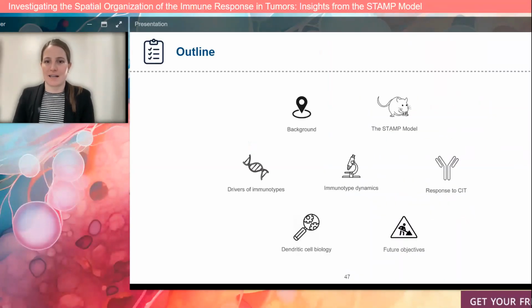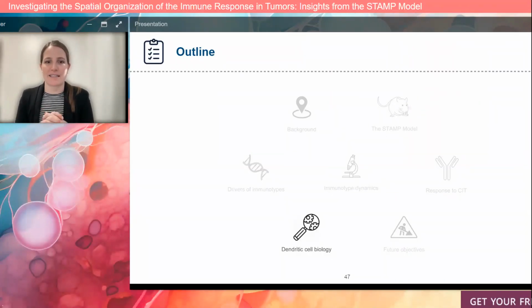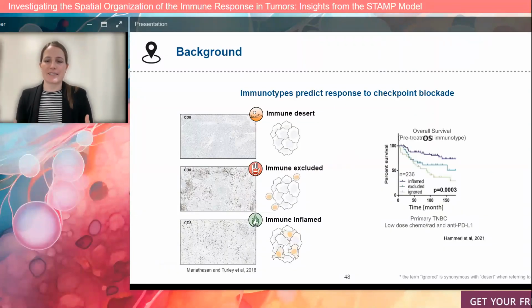All right. So with the time left, I'd like to share a little bit about the dendritic cell biology in this system. And so, as I presented in the beginning, we know that this immune-inflamed phenotype is the best predictor of, or is a good predictor of response to immunotherapy. However, as you can see here, not 100% of patients are responding to immunotherapy.